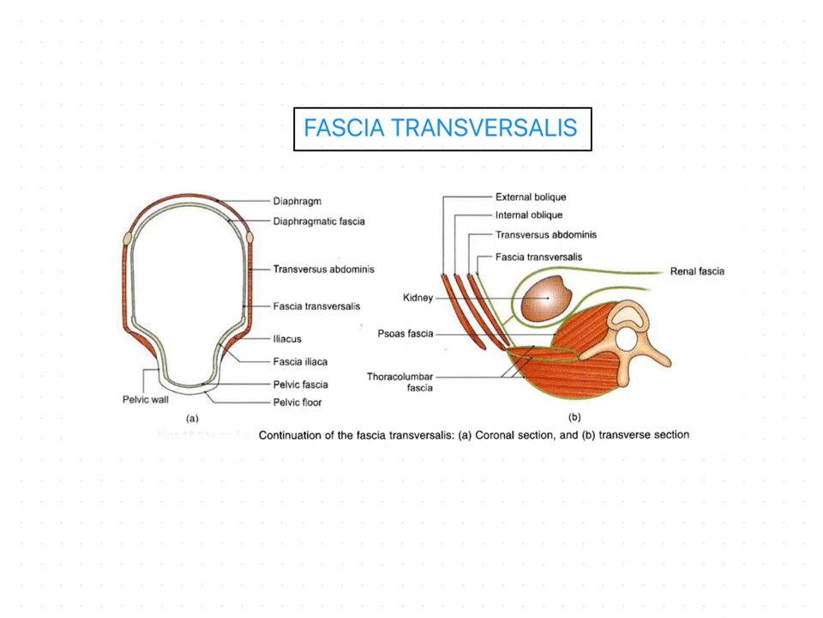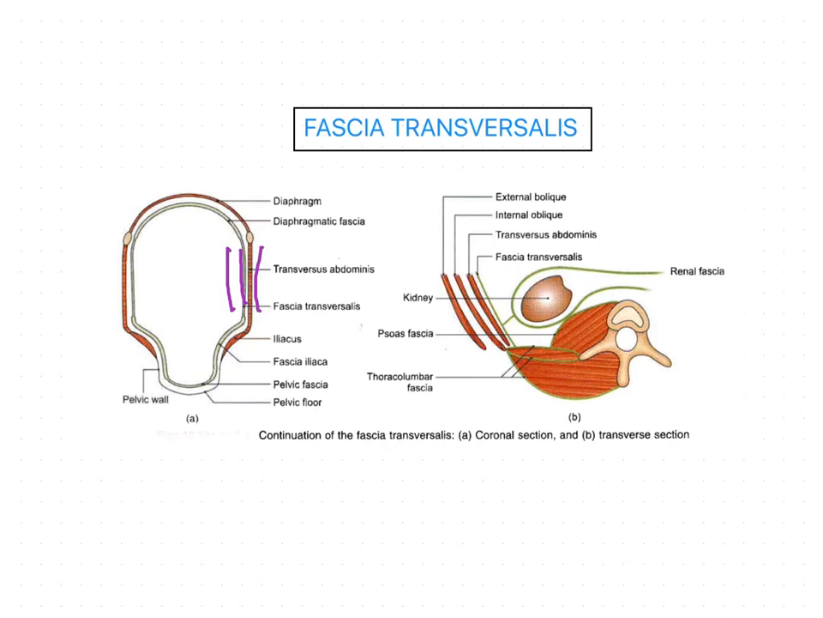So here, if you can see, this is the transverse abdominis muscle, and next to it you have this fascia, and the next layer is the peritoneum. So this fascia transversalis divides the peritoneum and the transverse abdominis layer. The part of the fascia which lines the inner surface of the transverse abdominis is called fascia transversalis.